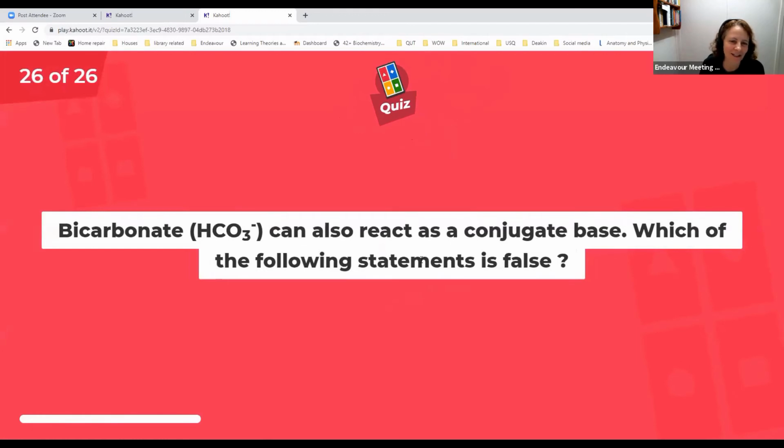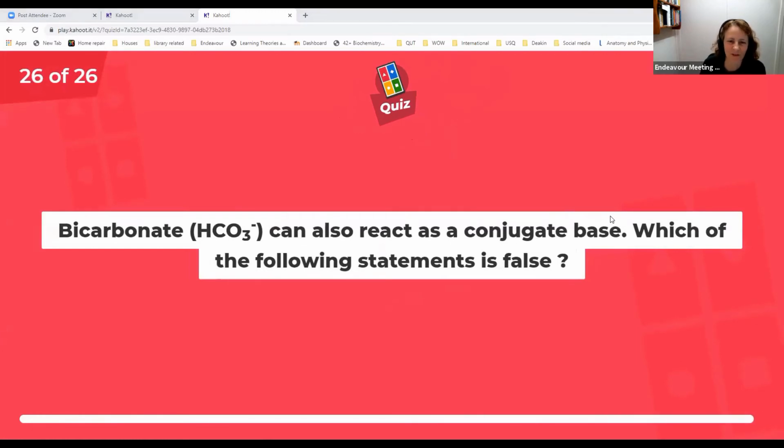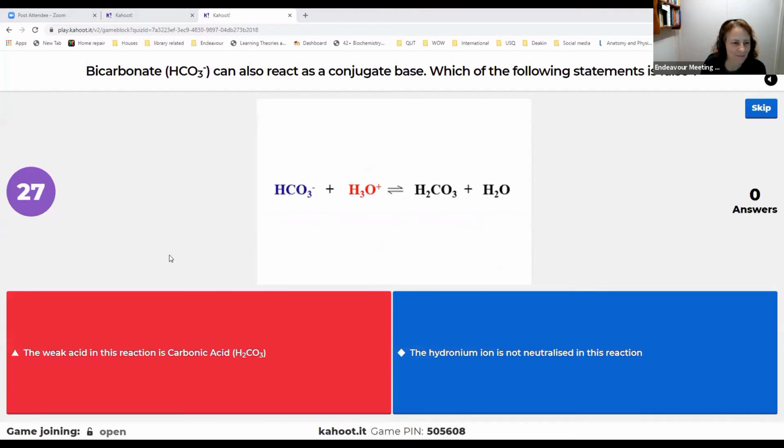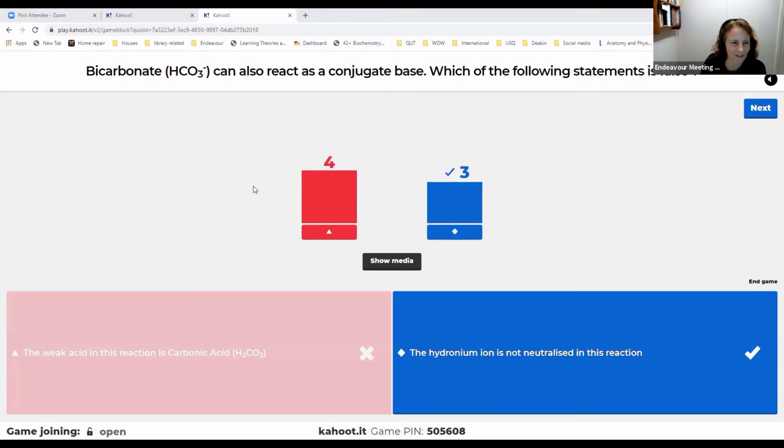Okay, the bicarbonate ion can also react as a conjugate base. So which of the following statements is false? Have we got it right here? Okay, so we've got some dissension. Let's look at it.